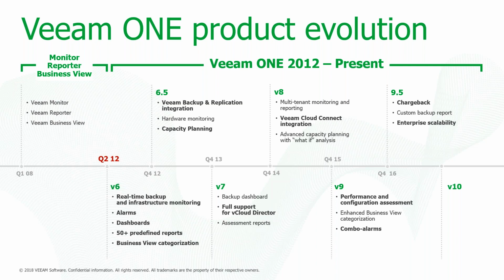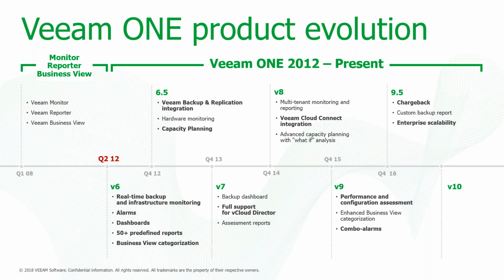And then as we've gone through each release, 6.5, we brought in additional reporting and integrations. You can see in 7 there that we brought full support for vCloud Director. Then in version 8, full support for Veeam Cloud Connect. And then moving through 9, some additional performance and configuration assessment capabilities. And then in 9.5, the recent release, we added chargeback, and then we brought some enterprise scalability features, which is really where we're going to focus on today, about how you would scale that in an enterprise environment.